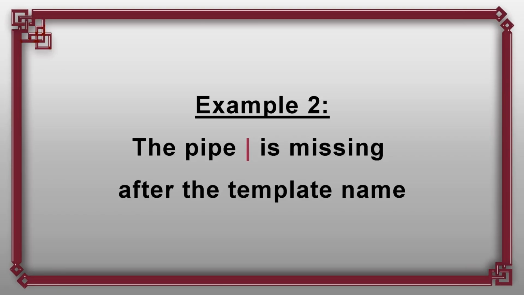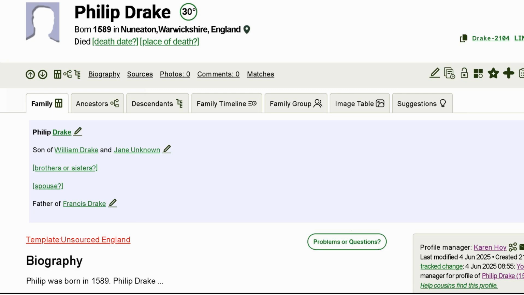Example 2. The pipe is missing after the template name. Philip Drake's profile page shows in red Template Unsourced England. The red font indicates an error.